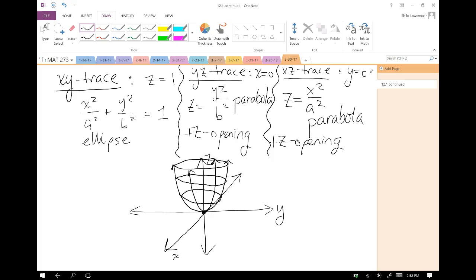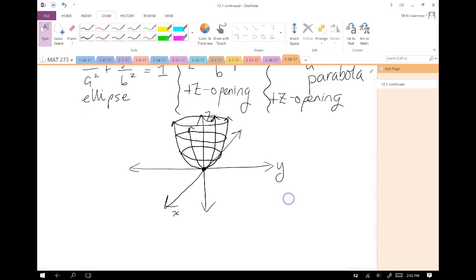So we saw 2 different types of traces. What were they? Ellipse and parabola. We need to come up with a crazy name that puts them together. A cone is going to be pointy. Parallel cylinder. It's not a cylinder because we didn't have one shape get repeated forever. Elliptical paraboloid. Yes, elliptic paraboloid. Very close. This is an elliptic paraboloid.